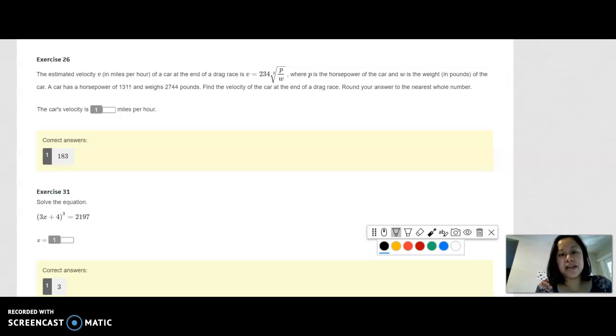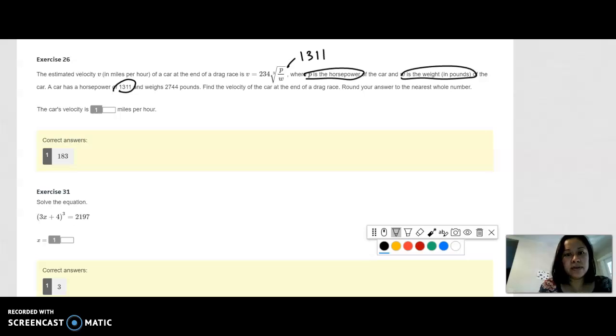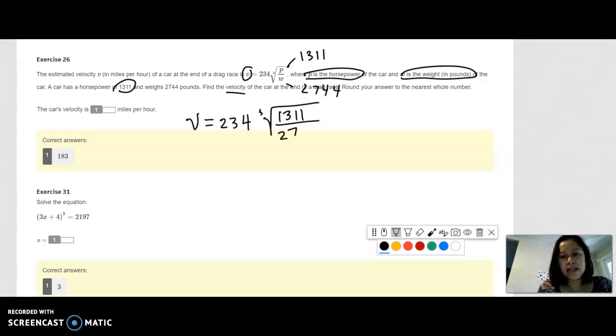So this is simply a matter of plugging in our values. The horsepower is P, right? So the 1311 goes here. W is the weight in pounds, so that's the 2744. We're looking for V. So let's write it out again. V equals 234 times the cubed root of 1,311 divided by 2,744. Go into our calculator.